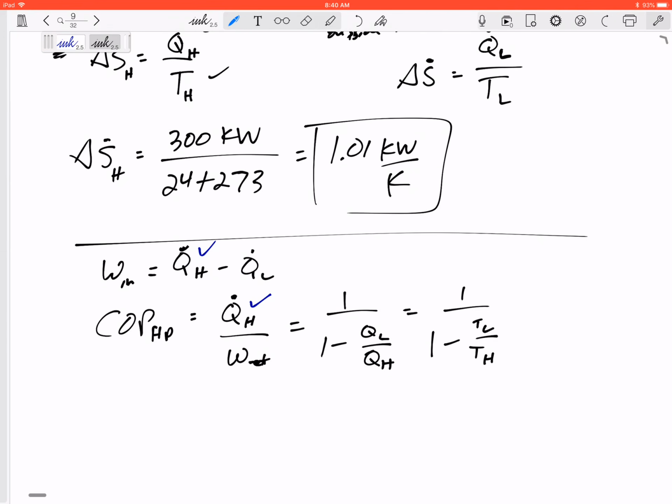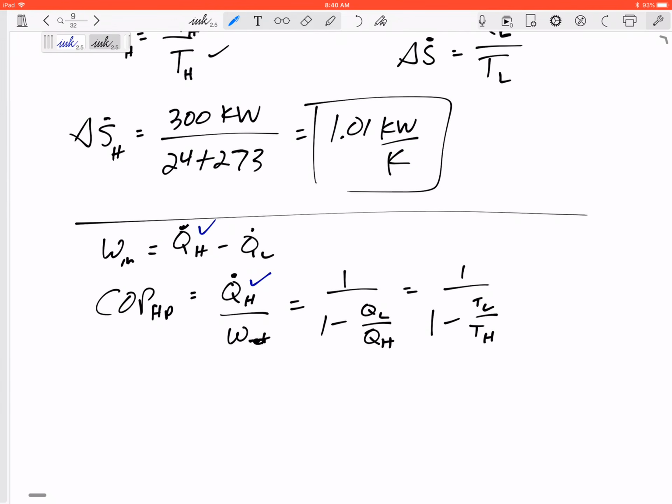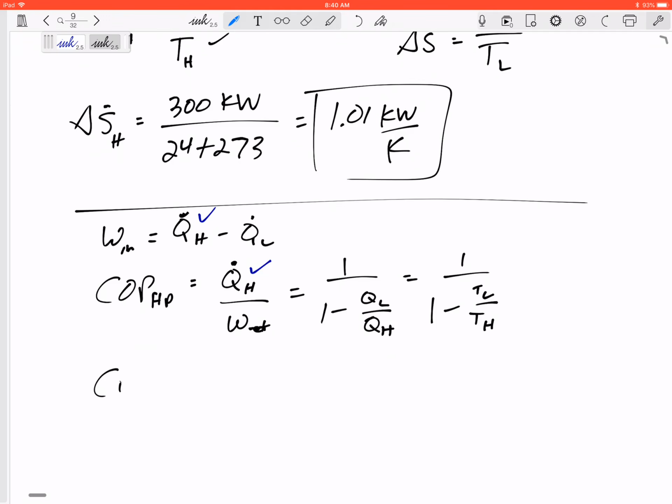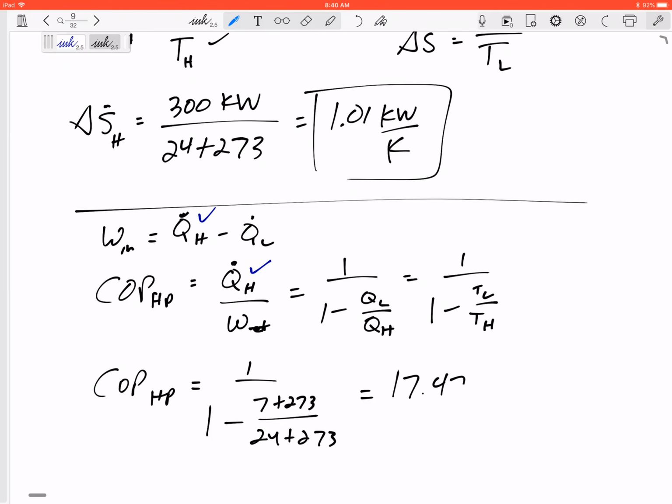Now, I think I could have just used the ratio of temperatures to find the ratio of Q's. Going way around the bush to get this, but let's follow along with this. All right, so the coefficient of performance of the heat pump is 1 over 1 minus TL over TH. So the TL would be 7 plus 273 over the TH would be 24 plus 273. All right, so our coefficient of performance is 17.47.